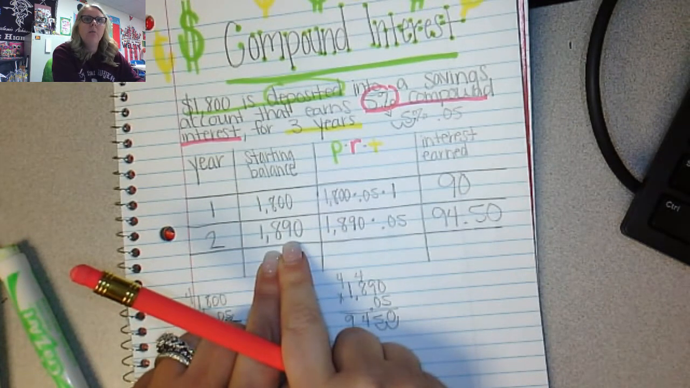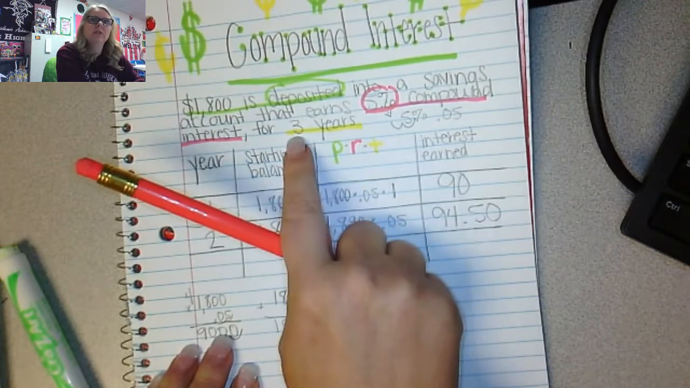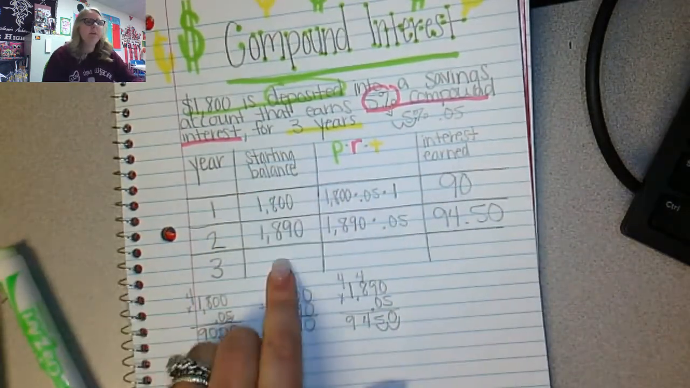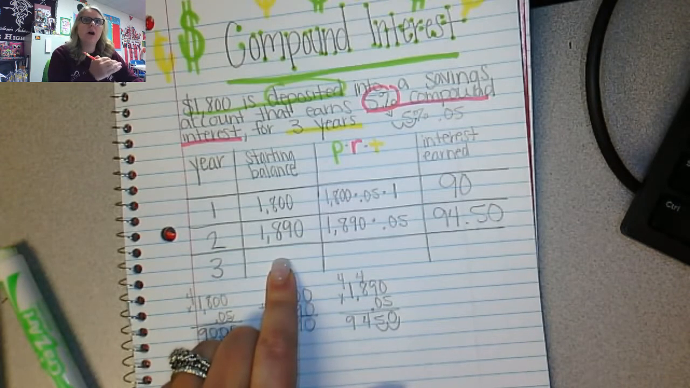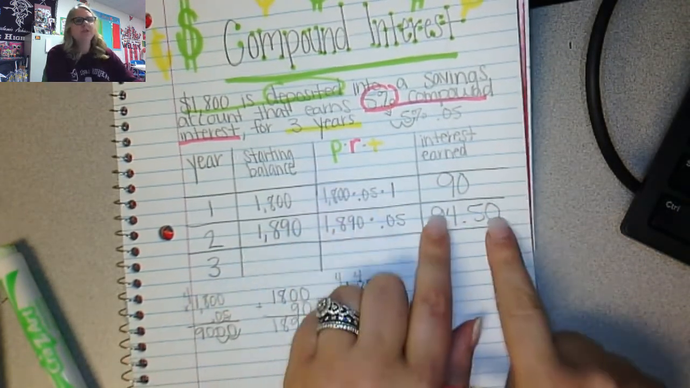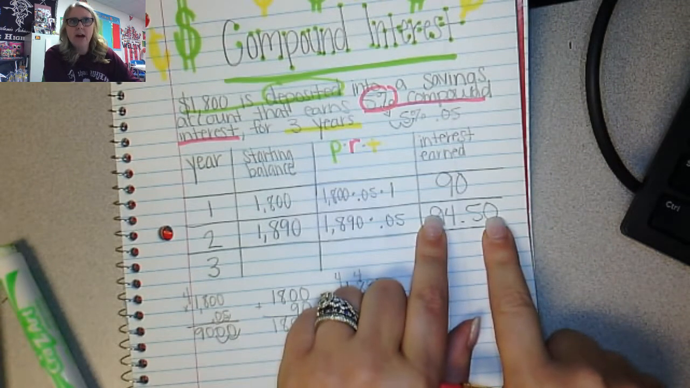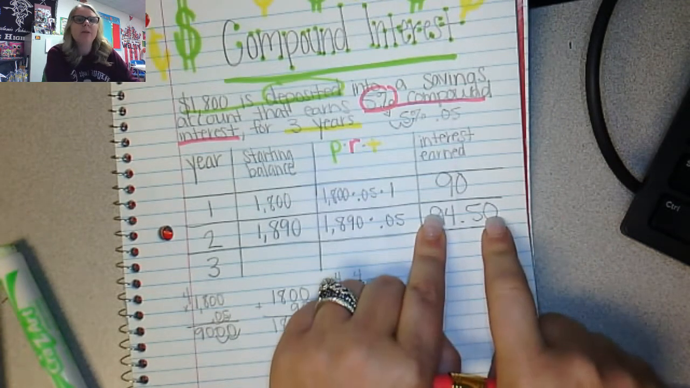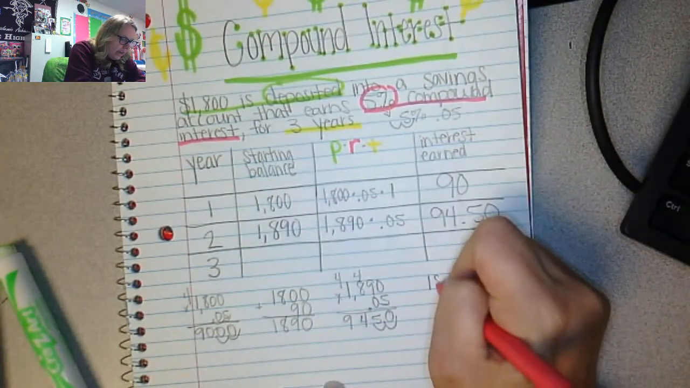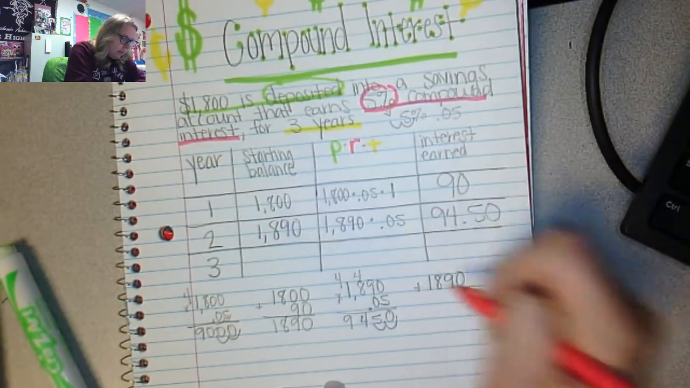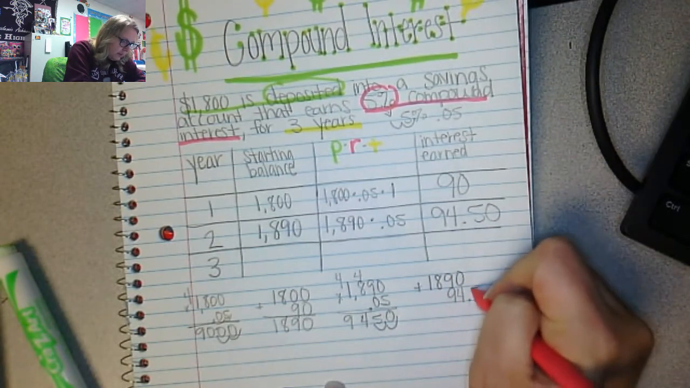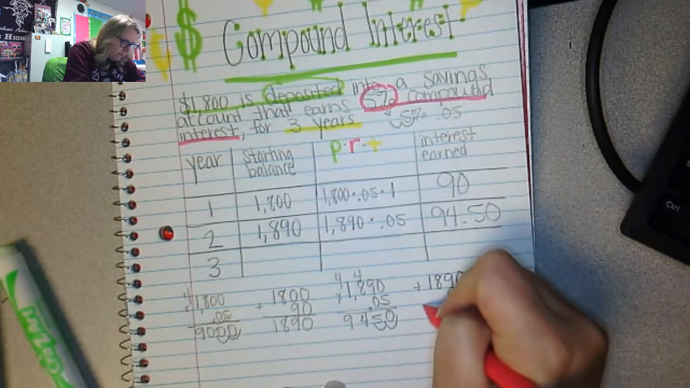Okay, so now we're going on to our last year because we're doing this for 3 years. So I'm going to put in my 3. My starting balance is going to continue to grow because now I'm going to take the starting balance from the previous year and the interest earned, and I'm going to combine those. When I'm combining, I'm going to be adding. So I'm going to do 1,890 plus 94.50.